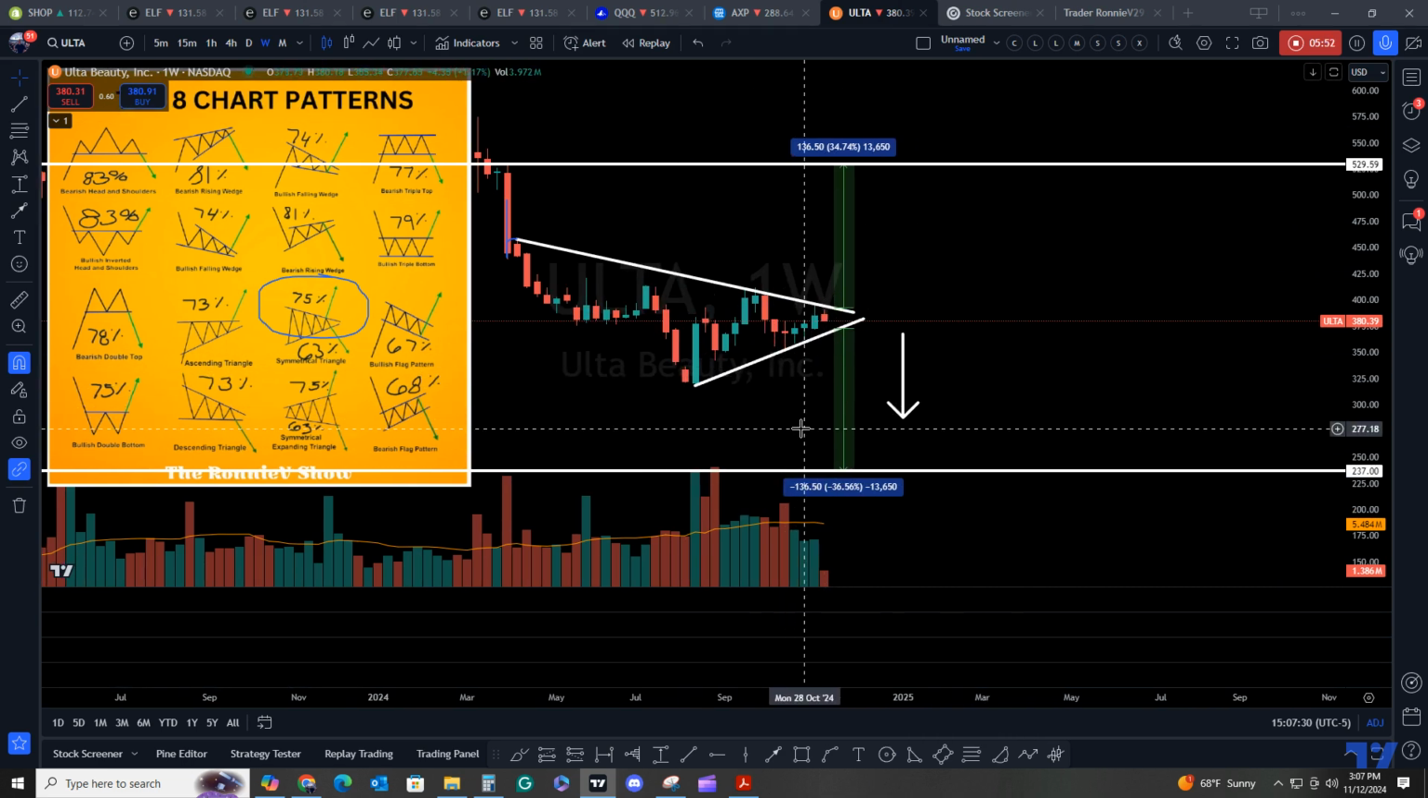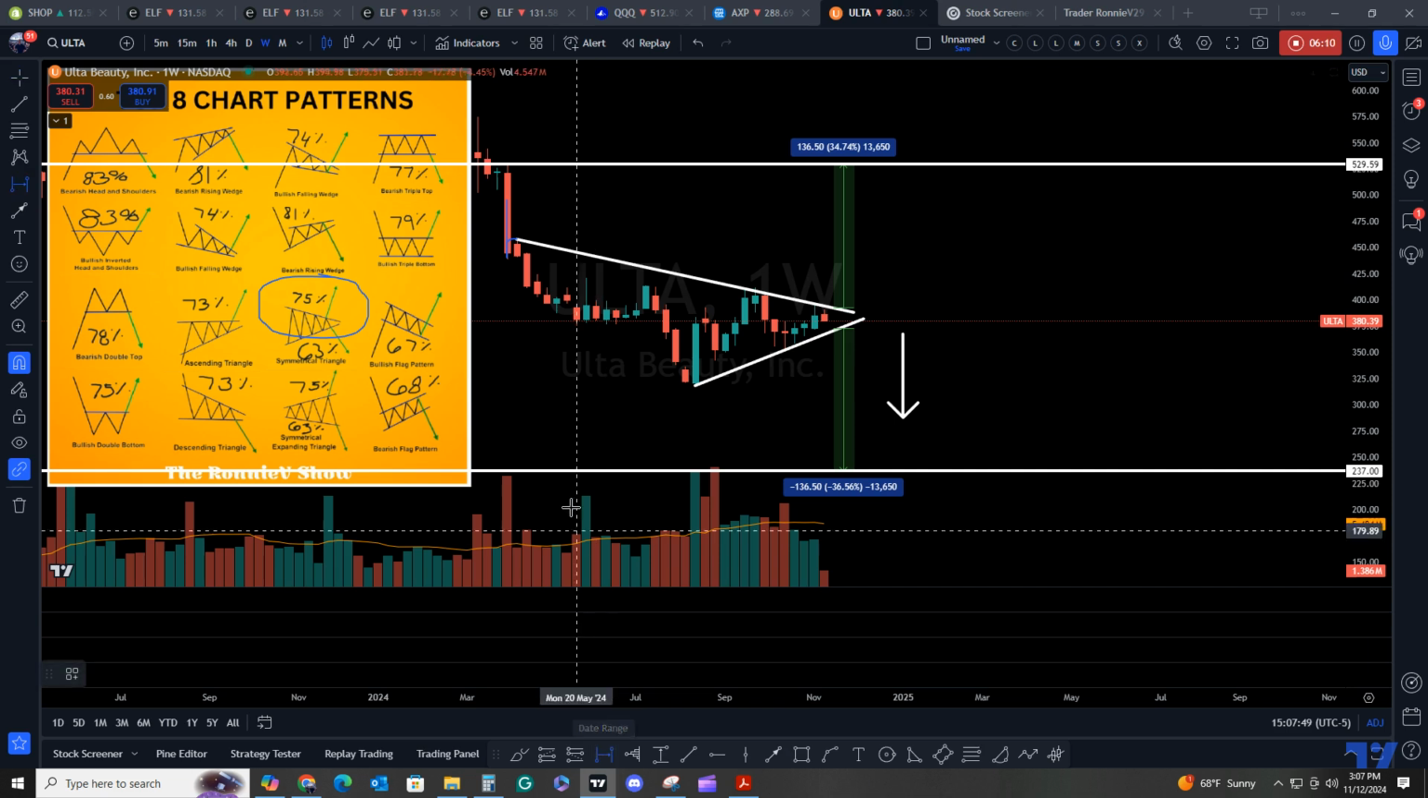Now, the timeline of the measured move. Basically, the timeline isn't going to be perfect. It's not like if it's 10 years, it's going to take 10 years. It's just giving you a timeline of how long this might take to pan out. But usually it pans out faster than your timeline. But it's good to have a timeline. So let's just draw it.